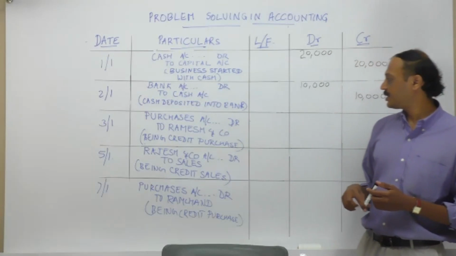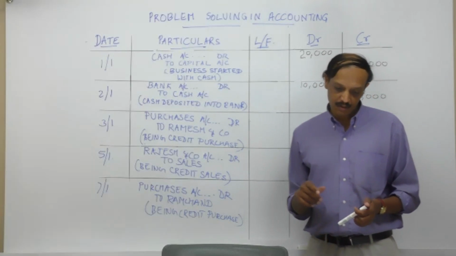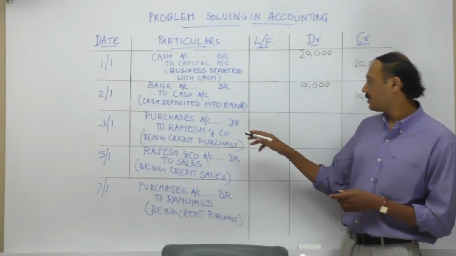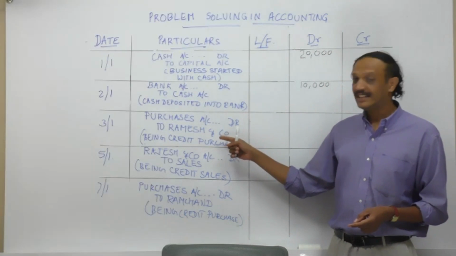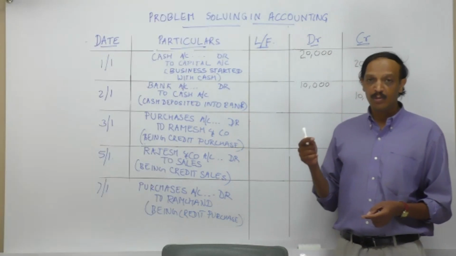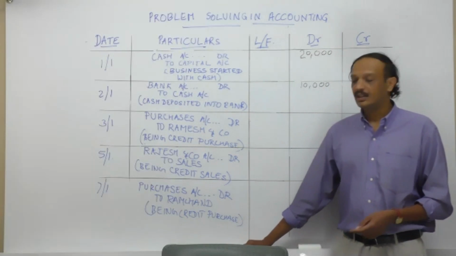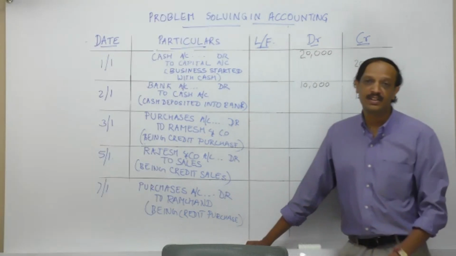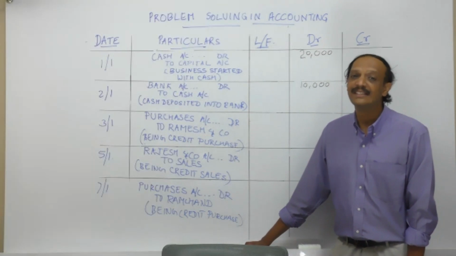The next transaction is a credit purchase of 5,000 rupees from Ramesh and company. The name of the person is given because it's a credit transaction. You don't pay the amount right away. You will be paying it on a later date. So you need to remember that the name of the person is applicable only if it is a credit transaction, be it purchases or sales.